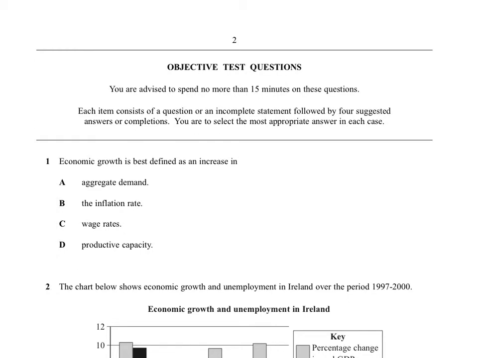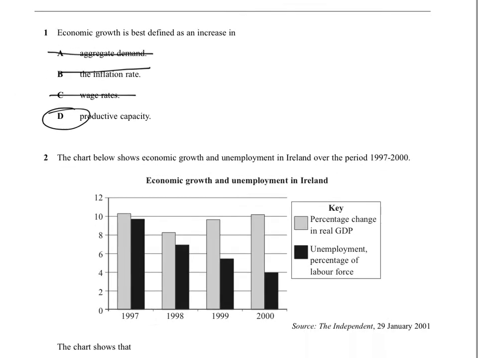Right. So we've got: economic growth is best defined as an increase in... No, economic growth we know is an increase in the productive capacity of the economy, as measured by GDP. So inflation rate, that's wrong. Wage rates, that's wrong. There's the one we want. The answer is D. Right, moving on quickly.